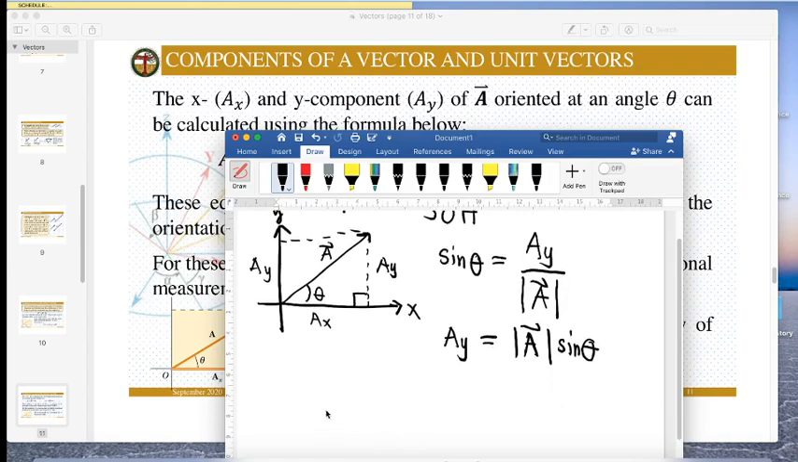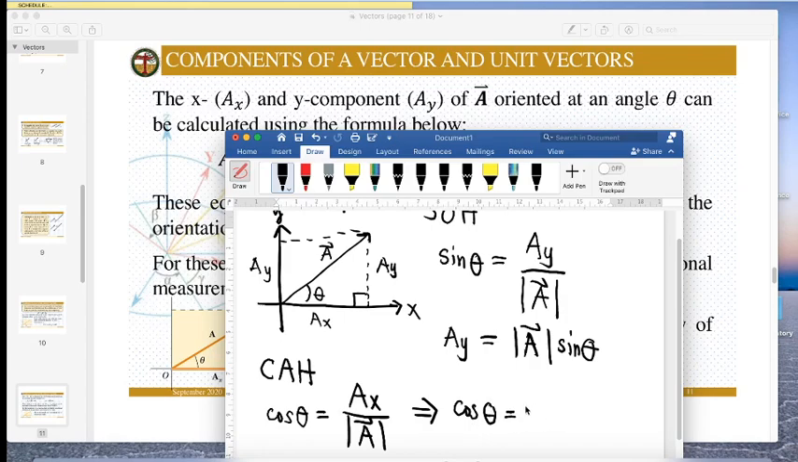So how about your cosine theta? Okay, so that is CAH, meaning cosine is equal to adjacent over hypotenuse. So we have cosine theta is equal to, what is the adjacent? The adjacent is actually the Ax. So we have Ax here divided by the hypotenuse, which is again the magnitude of your vector A. So therefore, your cosine theta is equal to, no.